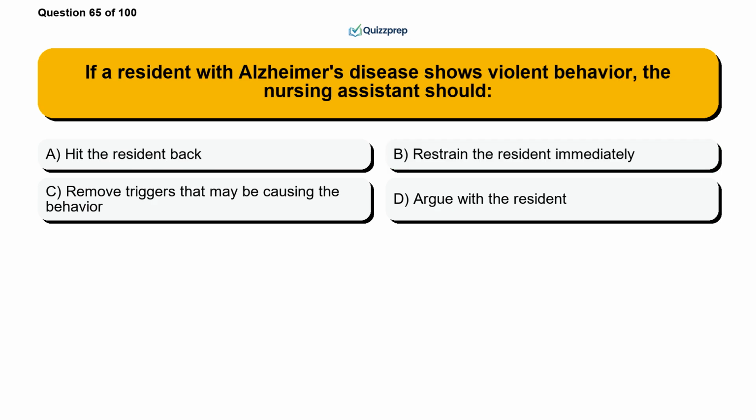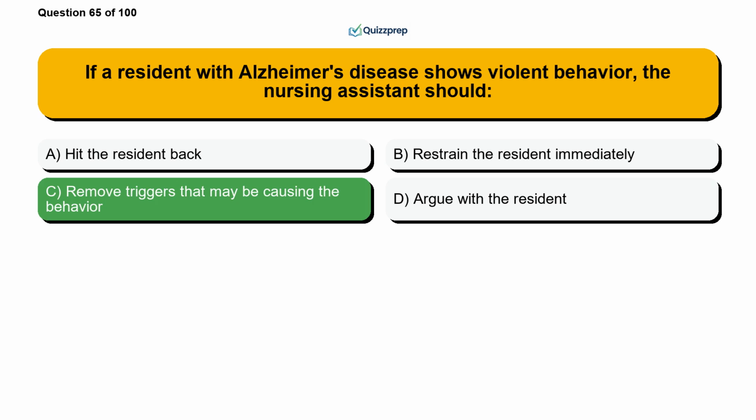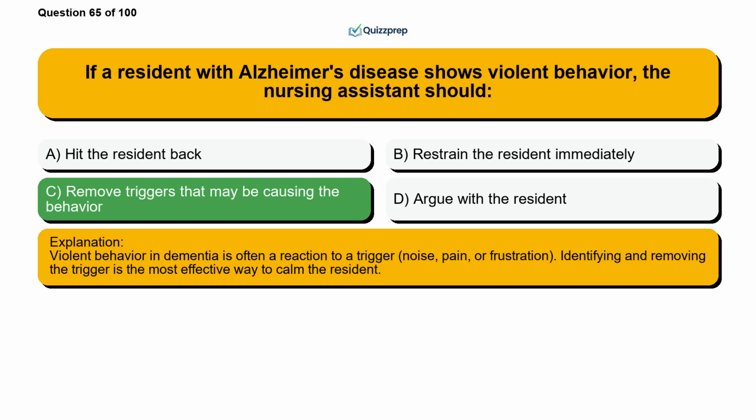Question 65. If a resident with Alzheimer's disease shows violent behavior, the nursing assistant should option A, hit the resident back. Option B, restrain the resident immediately. Option C, remove triggers that may be causing the behavior. Option D, argue with the resident. The correct answer is option C, remove triggers that may be causing the behavior. Violent behavior in dementia is often a reaction to a trigger, noise, pain, or frustration. Identifying and removing the trigger is the most effective way to calm the resident.